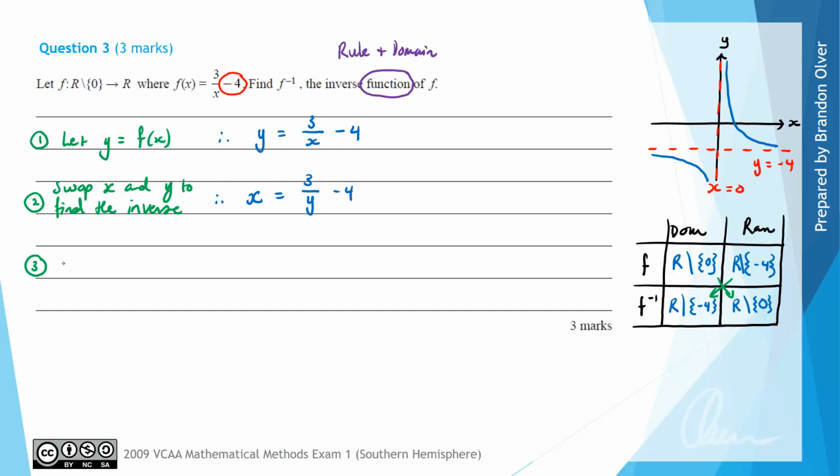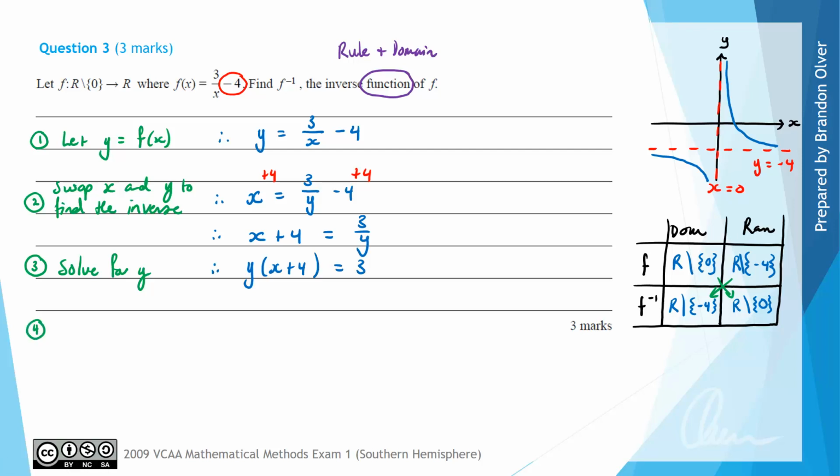Then the next thing we need to do is solve for y. To do that we can start by adding 4 to both sides. Therefore we find that x plus 4 is equal to 3 divided by y. And now multiplying both sides by y, we get y times x plus 4 is equal to 3. And now we're almost at the stage where we have y by itself.